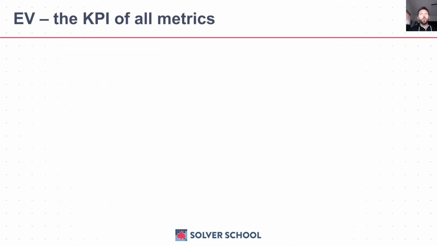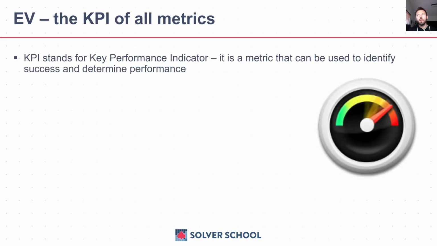And the last thing I want to cover as it relates to metrics is a type of metric called a KPI, or key performance indicator. And within the game of Hold'em, our primary KPI is EV, an expectation value. Now, KPI, as I mentioned here, stands for key performance indicator. It's a metric that can be used to identify success and to determine the overall performance of our various analysis. All KPIs are metrics, but not all metrics are KPIs.